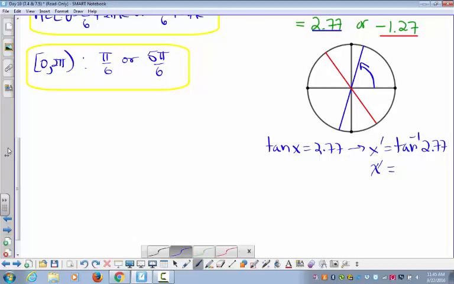And I'm going to type in inverse tangent of 2.77. And we get 70 degrees. I'm going to just round to the nearest degree, 70 degrees. Okay. So that gives us the 1 and 3 solutions. So from that, we can get all of these. It's 70 plus 180k. Well, now let's do the red group, and then we'll make our conclusion.